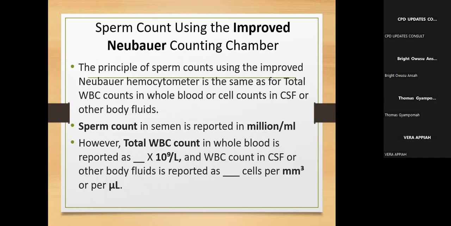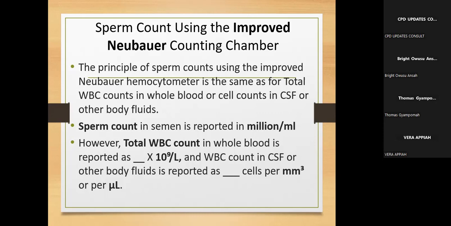So yes, everything is the same, but reporting for the WBC is reported as something times 10 to the power 9 per liter. Okay, that's the standard reporting for WBC. When it comes to WBC2, it is reported in cells per millimeter cube, either per millimeter cube or per microliter. Remember, millimeter cube is the same thing as microliter.